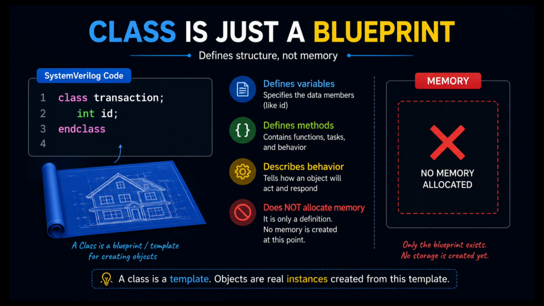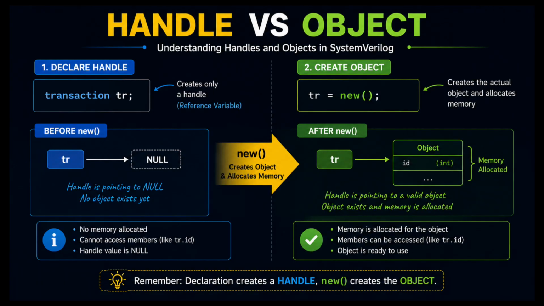Class transaction, inside it, integer id, and then endclass. Now listen carefully. At this point, memory is not allocated. We only defined a blueprint. Now, what is an object? An object is a real instance created from that class. It occupies memory. Let's look at this syntax.